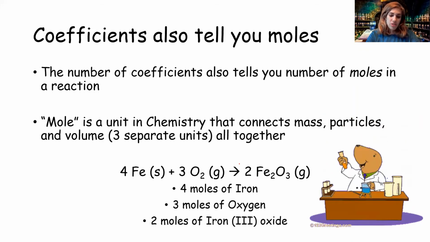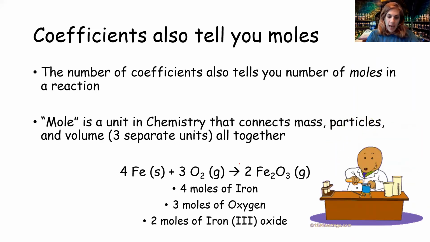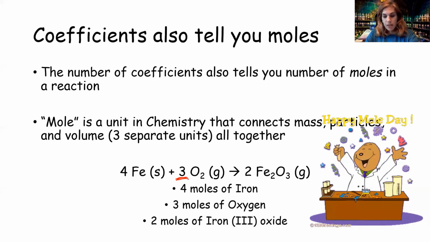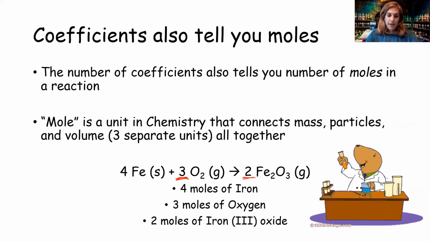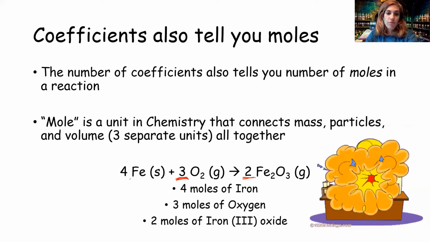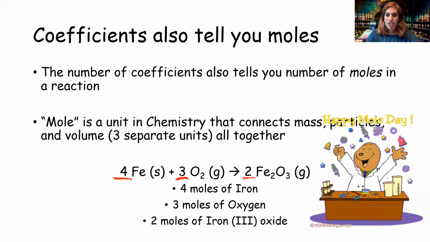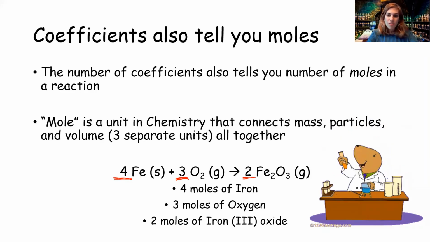We use moles to determine the relationship between all these different compounds as well. And we call this the mole to mole ratio. And what that means is that for every 3 moles of oxygen, for example, there are 2 moles of iron 3 oxide, making that a 3-to-2 ratio. Or for every 4 moles of iron, there's 3 moles of oxygen, making it a 4-to-3 ratio. And we're going to keep doing a lot of practice with that mole to mole ratio.